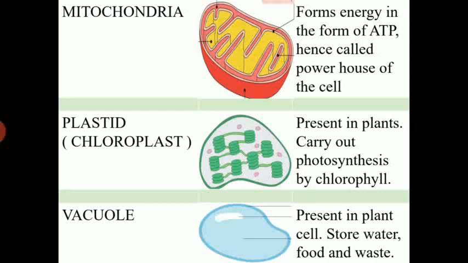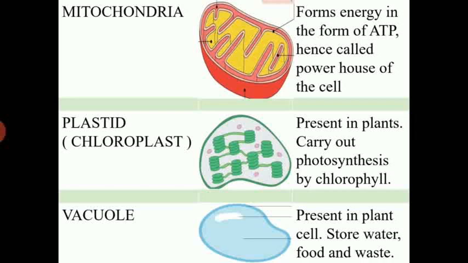So plastid is the organelle which provides different colored pigments. Okay, you see color of the flower, it is given by plastids. Okay, color in the fruit is given by the plastid. And one type of plastid is chloroplast, which is responsible for photosynthesis, and hence chloroplast is called kitchen of the cell, because here the photosynthesis will take place and they will prepare their own food, hence called kitchen of the cell.